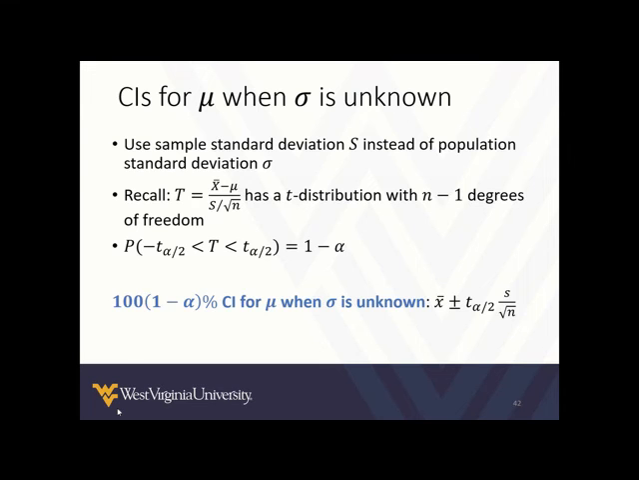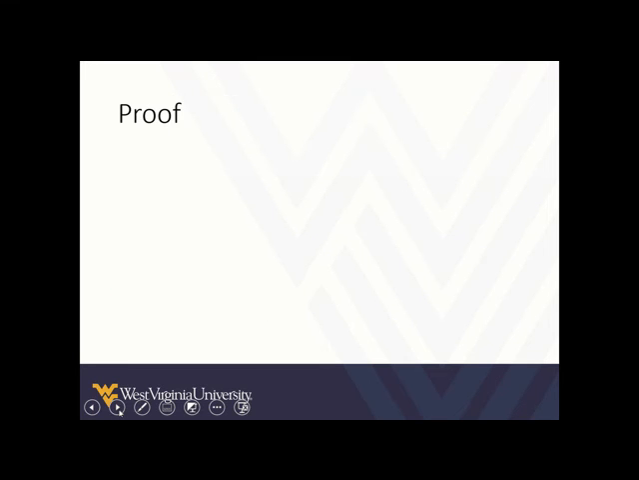So if we are using the t-distribution, we can see that the probability of negative t alpha over 2 less than t less than t alpha over 2 would be equal to 1 minus alpha, which we then could use to derive, to find that our 100 times 1 minus alpha percent confidence interval for mu when sigma is unknown is the sample mean plus or minus t alpha over 2 multiplied by our sample standard deviation divided by the square root of n. And just for fun, we can take a few minutes to quickly prove that.